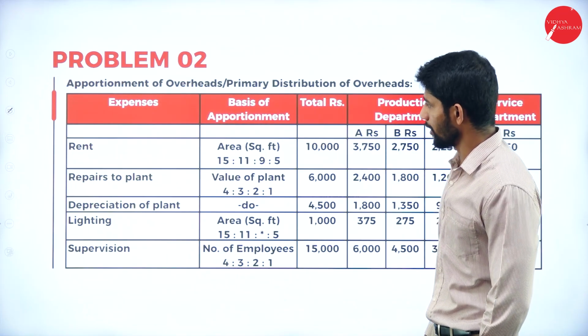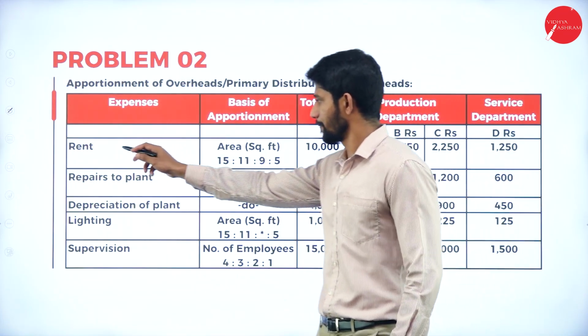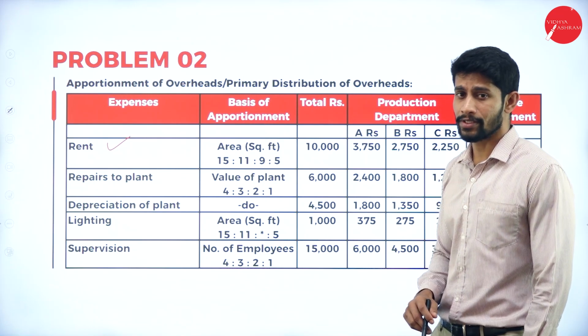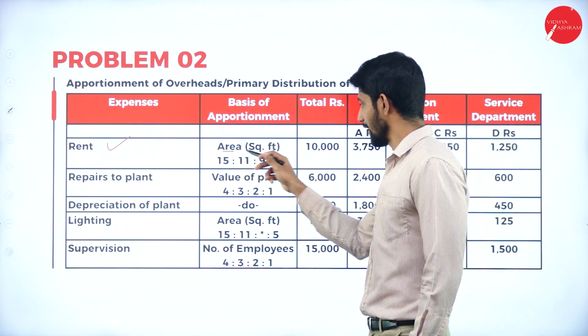So now we have got our ratios. Now let us move on to solve the problem. Rent. On what basis is it apportioned? It is based on area.